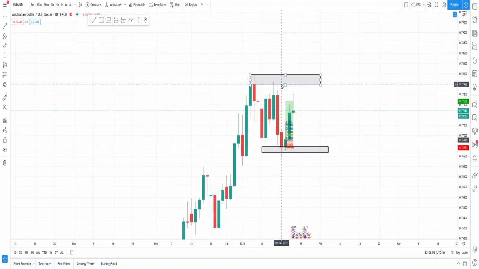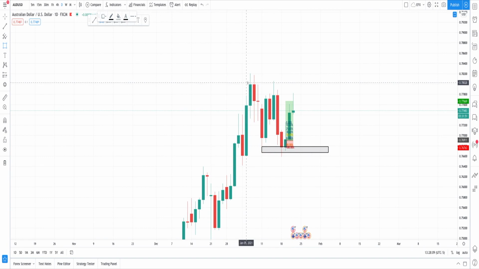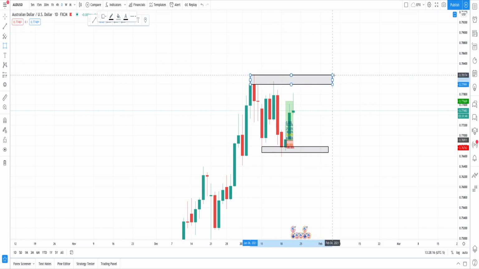So what did I do? First thing I did was draw my resistance, right? Why did I draw my resistance here? Because this was a high point that was touched by these two candles and these three candles, and it was rejected, right? So the price was trying to go above this position right here, but it couldn't, so it kept rejecting it and kept going down.